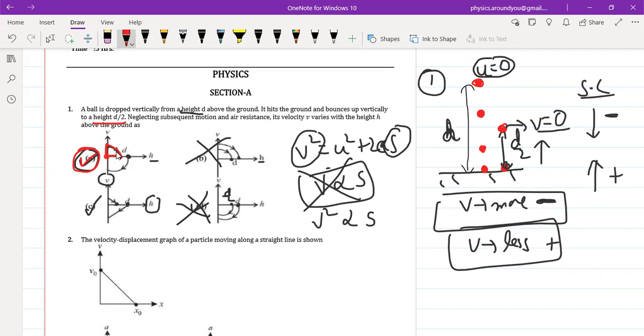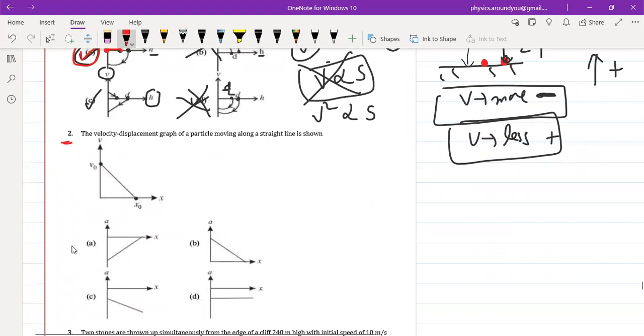One of the very tricky questions. Unless you visualize the ball bouncing from the floor, gaining half the height, and the sign conventions, you cannot solve this question. So these are the prerequisites. Question number 2. The velocity displacement graph of a particle moving in a straight line is shown. Velocity, displacement, and again graphs.